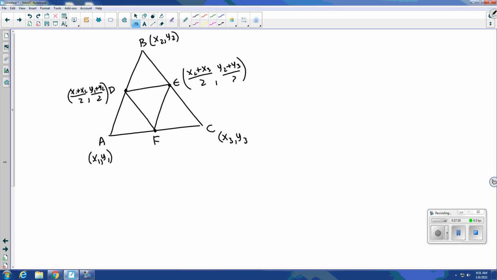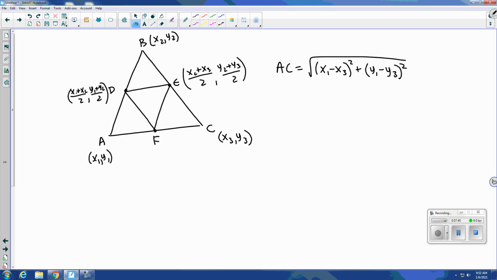So again, we're just averaging the x's and y's for the coordinates of our vertices to find the midpoints, which are labeled as D, E, and F. Now, we want to find the length of DE and the length of AC and see if there's a relationship between them. So the length of AC, we can use distance formula. So say AC is equal to the square root of the sum of the x coordinate squared, or sorry, the difference of the x coordinate squared. So it's going to be x1 minus x3 squared plus the difference of the y coordinate squared. And we'll just leave it like that for now.